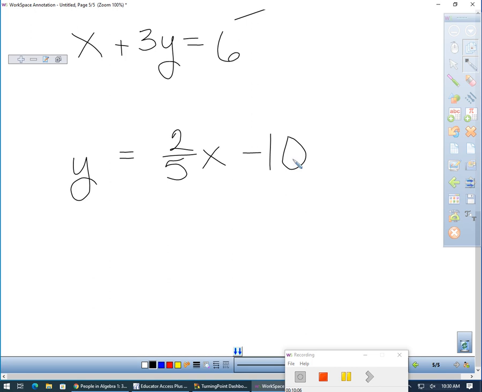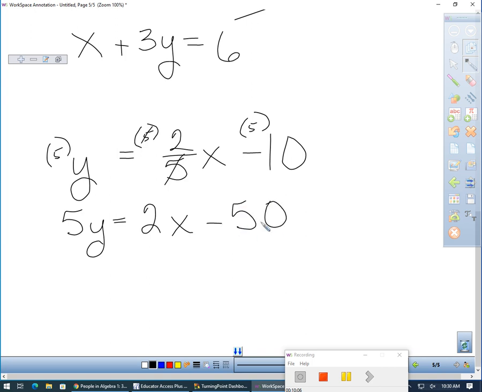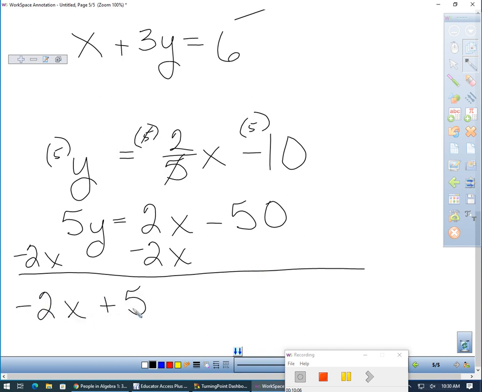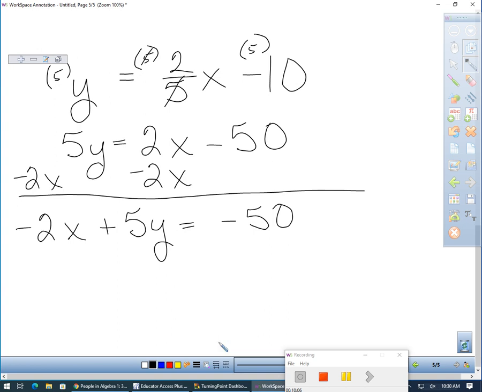Clear the fraction by multiplying by 5, right? So we're going to times every single thing by 5. 5 times y is 5y. The second one, the 5's cancel, and I'm left with 2x. And 5 times negative 10? Good. All right, step 2 is to move that x term to the other side. How do I do that? Subtract 2x. And again, I can't combine those together, so I am left with negative 2x plus 5y equals negative 50. Yes, since the leading term is negative, we want it to be positive. We're just going to times it all by a negative 1.